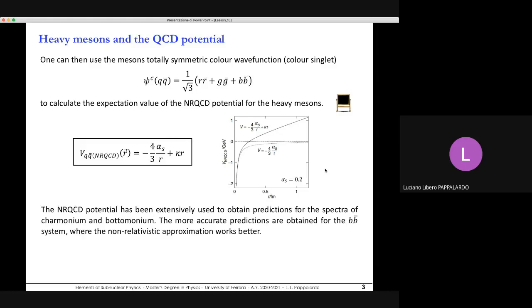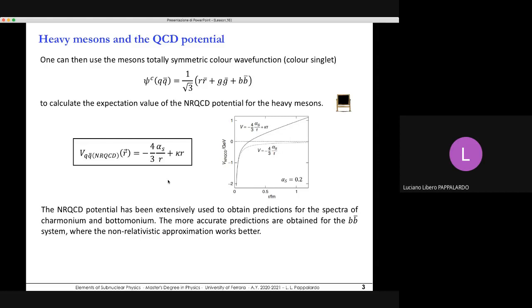Now, this potential has been extensively used to obtain predictions for the spectra of the charmonium and bottomonium. If you remember, yesterday I showed you the charmonium states when I was introducing the exotic hadrons, and I showed you that there are observed states, the majority, but also predicted states which are not yet observed. And the predicted states have been obtained essentially by using this kind of potential here.